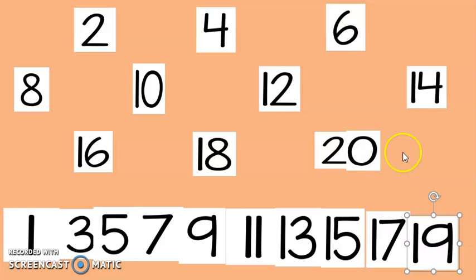Good job, first graders. You said those numbers correctly. Now, let's try it again. I'm going to move the mouse and you're just going to repeat it to yourself again. Ready? Watch the mouse and say that number. Here we go.